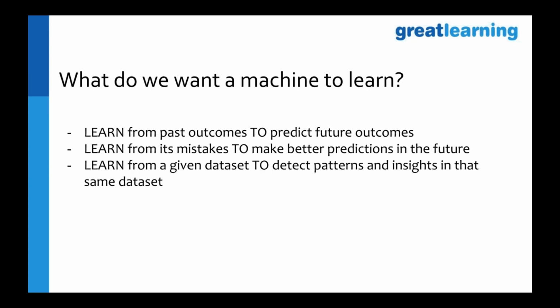The digit one, when written by humans, also looks like this, right? So we want machines to learn from past outcomes to predict future outcomes. We want machines to learn from their mistakes to make better predictions in the future, right? So these are two things where a machine is learning from data and making predictions. The other thing that a machine can learn is to look at data, detect patterns inside it and insights, right? So that is the other kind of learning we want to have.